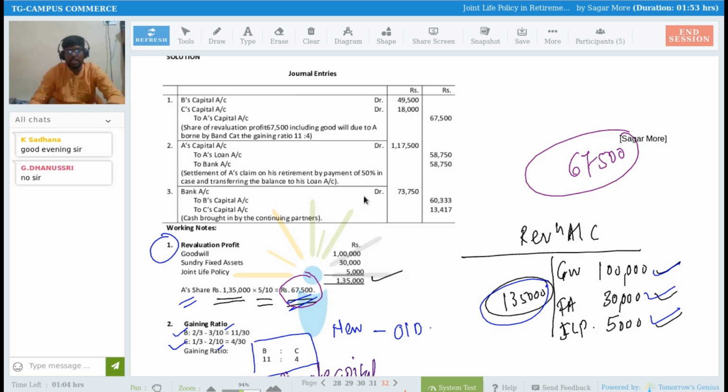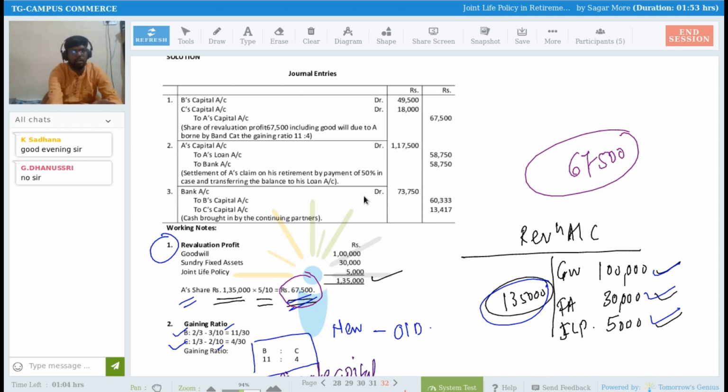So we know that we have to make a payment of 67,500 to A, and in such a scenario, we know, sir, whenever we do goodwill adjustment, right? We always debit the gaining partner's capital account, and we credit the sacrificing partner's capital account. So if A is going out of the business today, A is the retiring partner, A is the sacrificing partner, right?